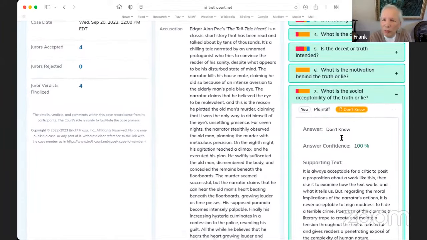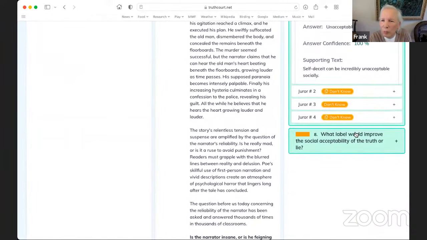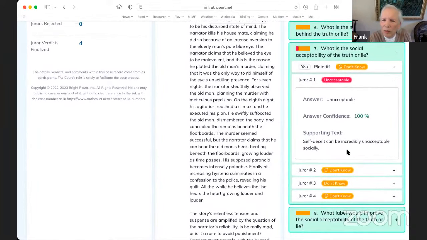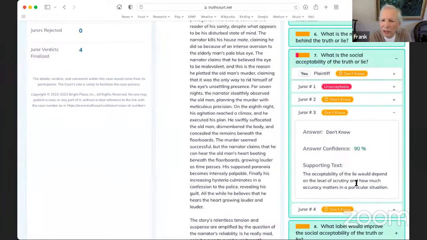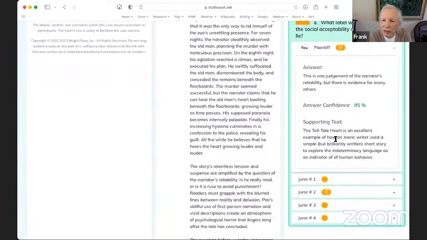What's the social acceptability? I don't know. Juror number 1 says it's unacceptable. Self-deceit can be incredibly unacceptable socially. Juror number 2 and juror number 4 copied my answer. Juror number 3 doesn't know. The acceptability of the lie would depend on the level of scrutiny and how much accuracy matters in a particular situation. Okay, and finally, what label would improve this?